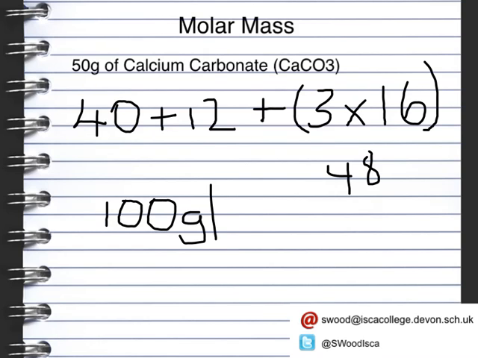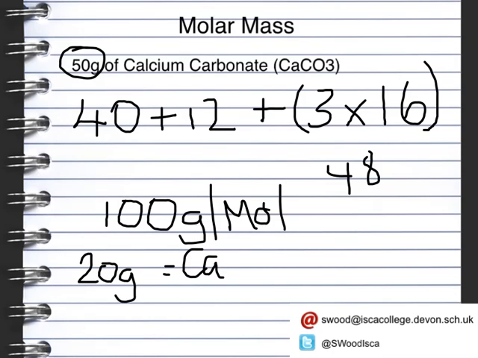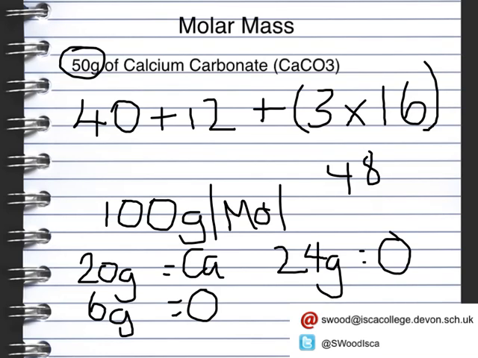grams per mole. Now that means that we've only got 50 grams of this here, so the relationship between 50 and 100 is it's roughly half, so in there we will have half of 40 is 20 grams of calcium. We'll have 6 grams of carbon, and 48 divided by 2 is 24 grams of oxygen, and if we add all of those up we should end up with the 50 grams.